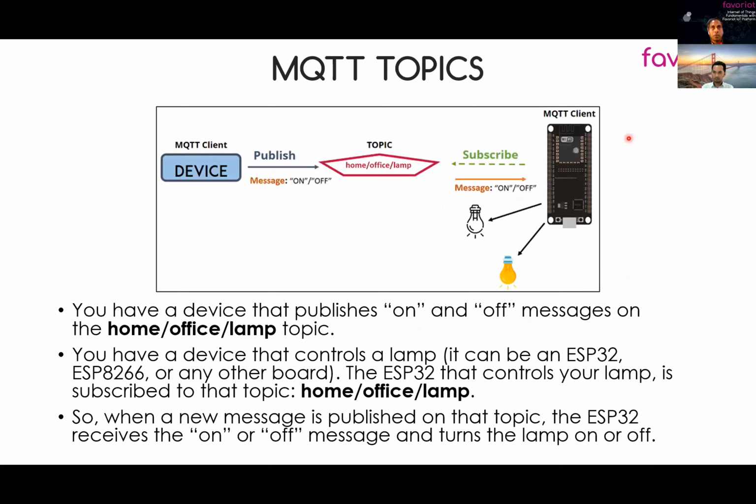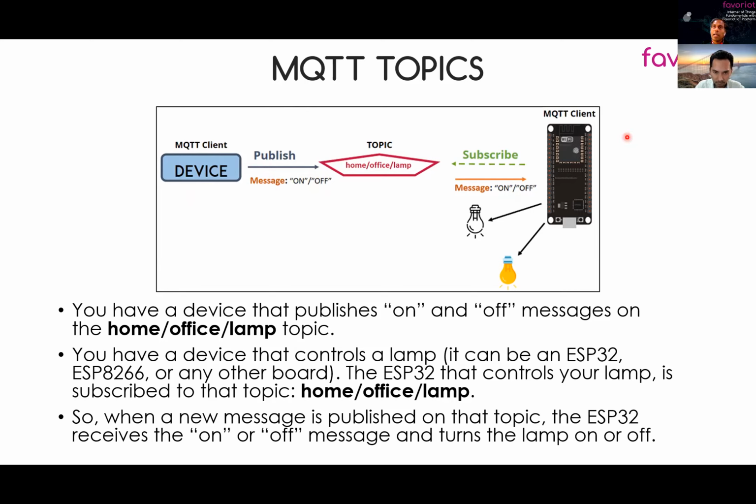So this is an MQTT topic. Assuming you have a device that publishes a message which is either on or off. The topic here is home/office/lamp, and the message is on or off. It doesn't matter whether another device received it or not, it just keeps sending. It will keep updating the message.